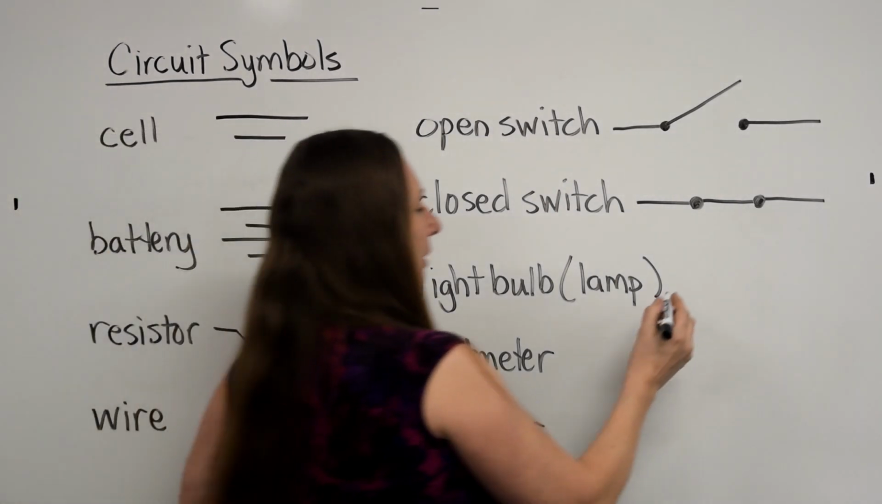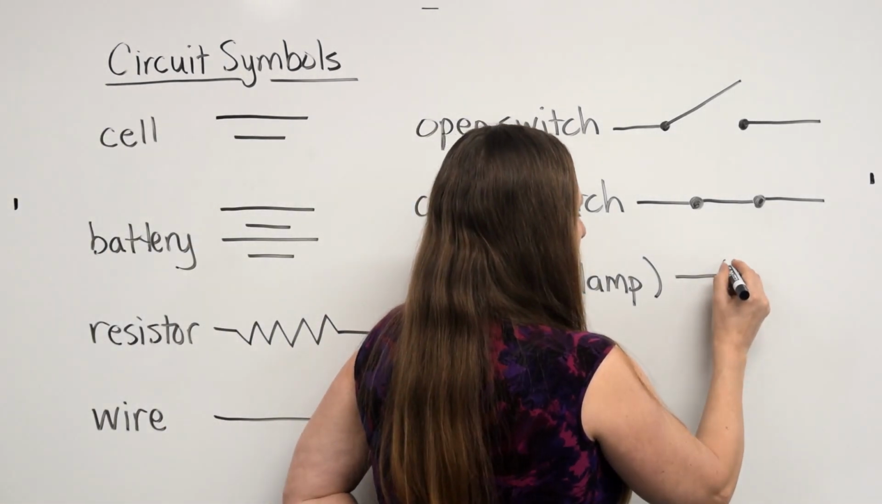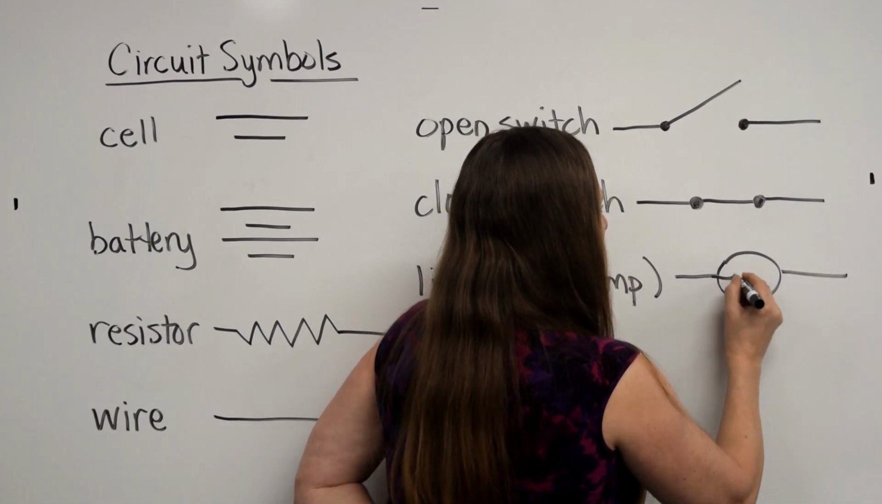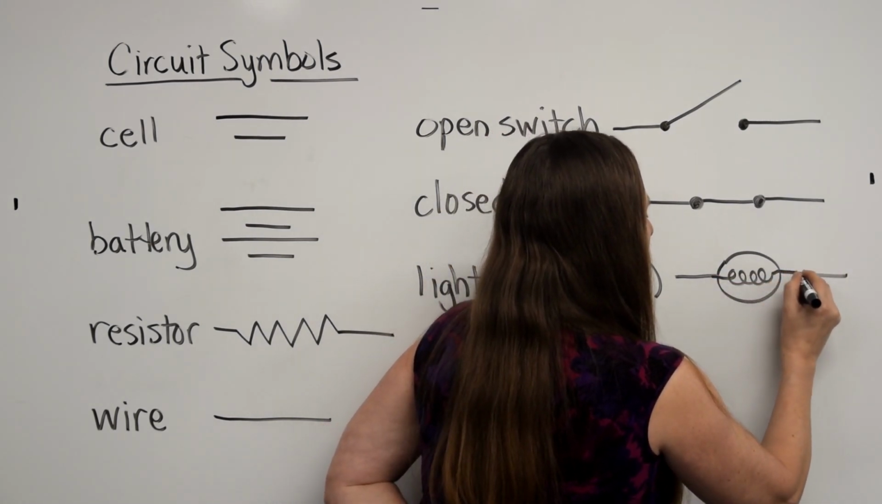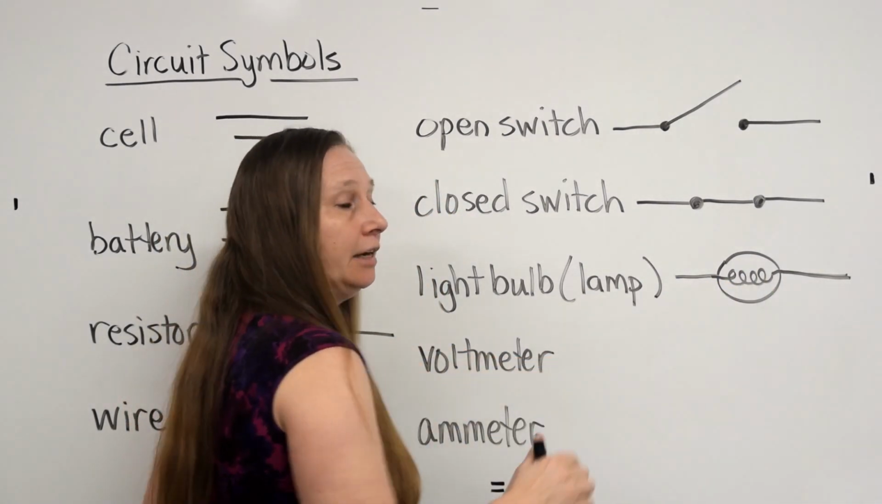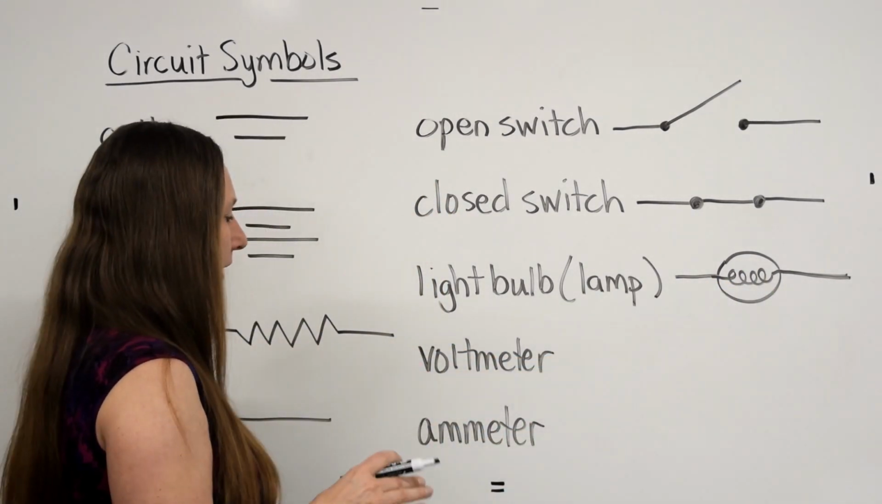A light bulb. The symbol for a light bulb is a circle with a squiggle like that in the middle to represent the filament inside of an old incandescent light bulb.